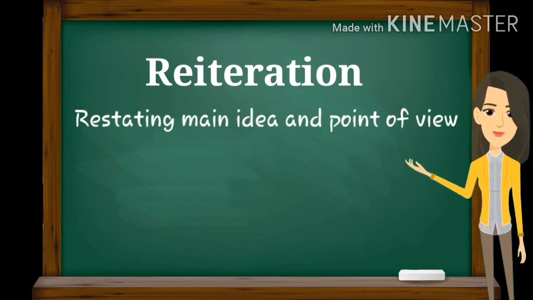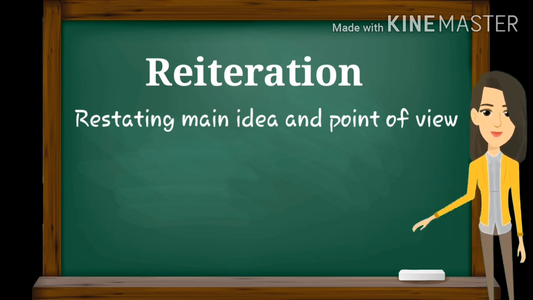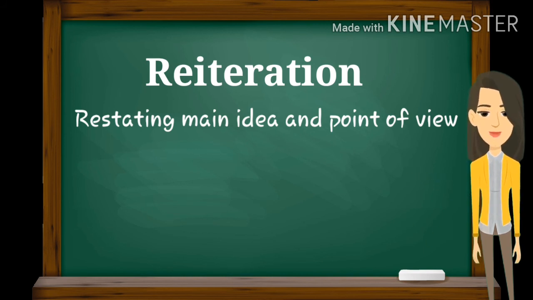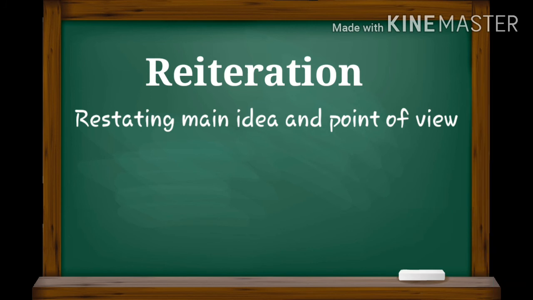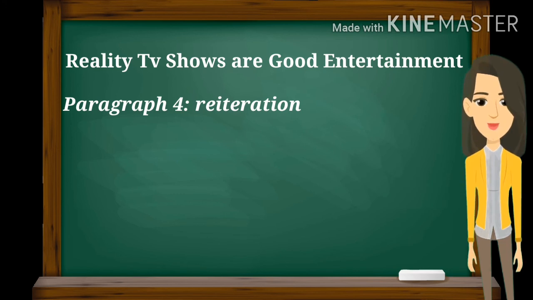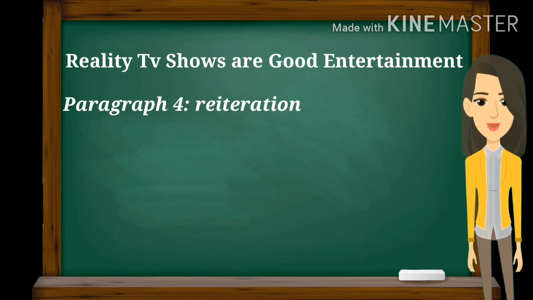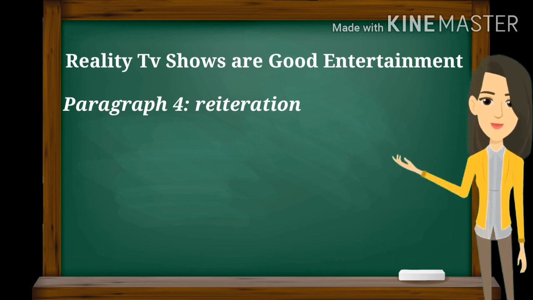So reiteration is the closing part of analytical exposition, which is always put at the end of the text. In this section, the writer restates his or her main idea and point of view. Reiteration is also called conclusion and sometimes contains a recommendation. The following text is an example of reiteration on our previous topic. It is about reality TV shows being good entertainment.